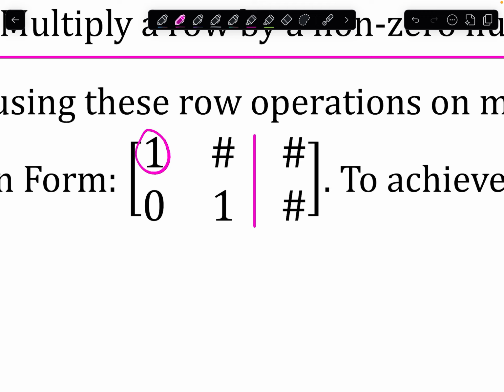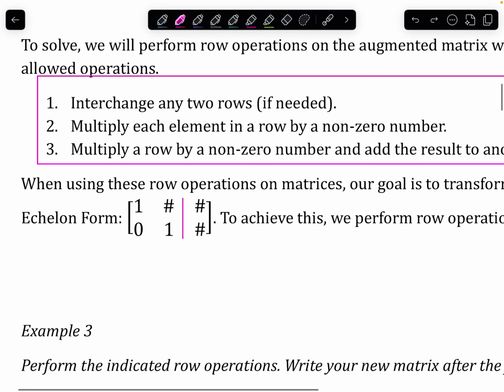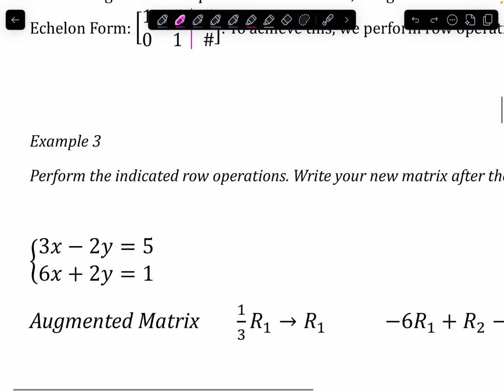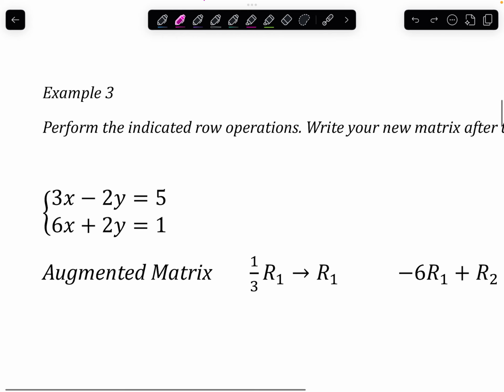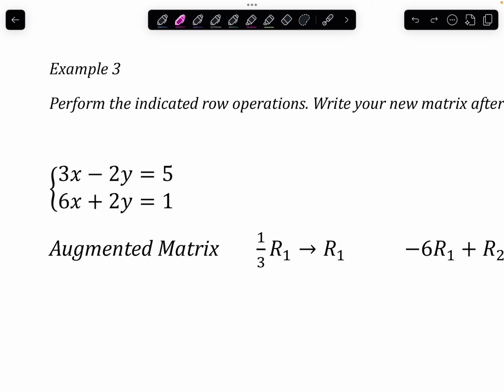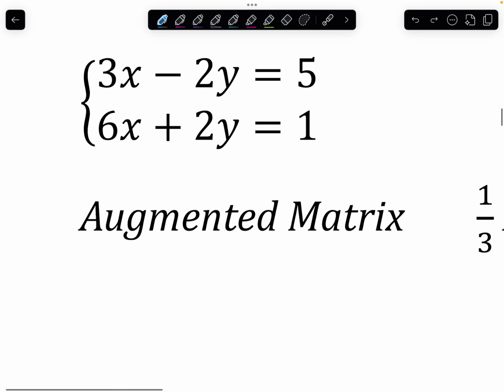Notice we have a 1 in the top left, followed by a 0 below it, and then a 1 in the bottom right there. So before we go into fully converting our augmented matrix over to row echelon form, let's go over certain operations given. So first thing we're going to do is change our system of equations over to matrix form. Make sure it's in the right order.